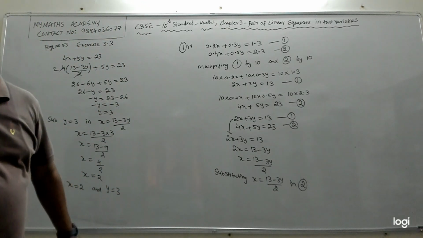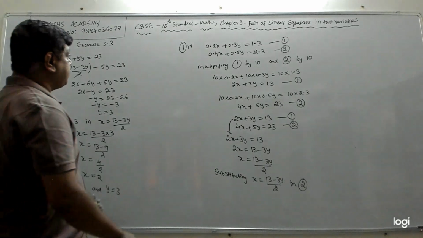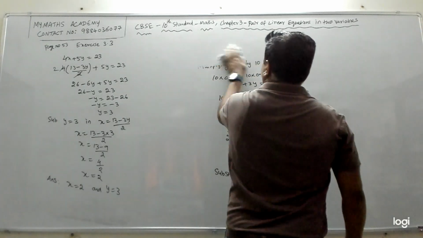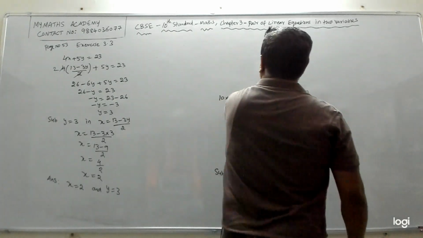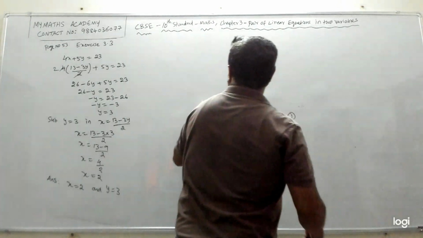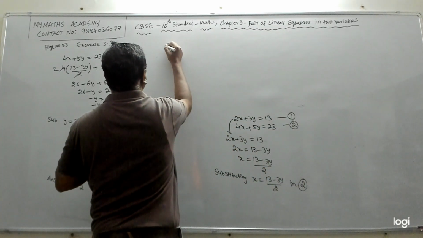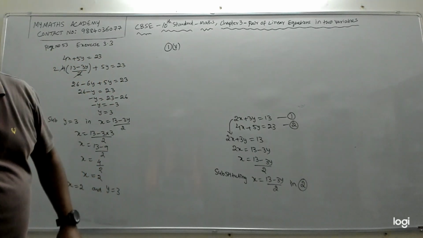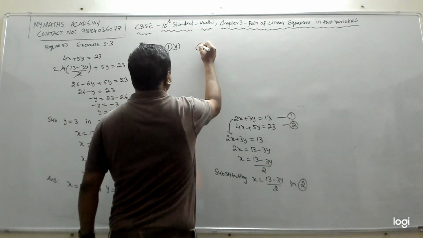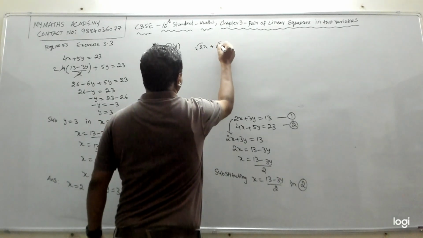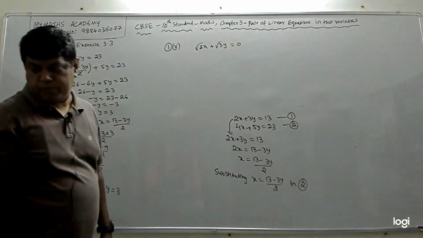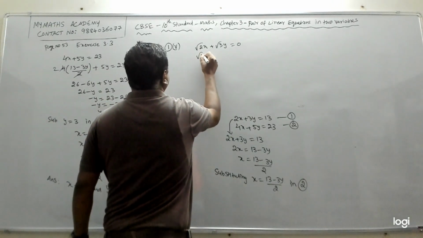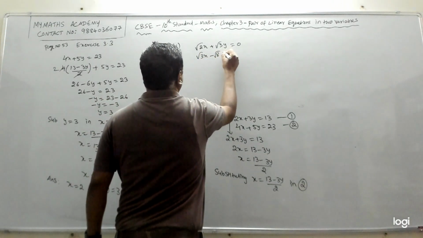Fine. We'll go to the next sum, which is the fifth problem. We are going to do the fifth problem in the first. So what is the question? Root 2x plus root 3y equal to 0. Then root 3x minus root 8y equal to 0.